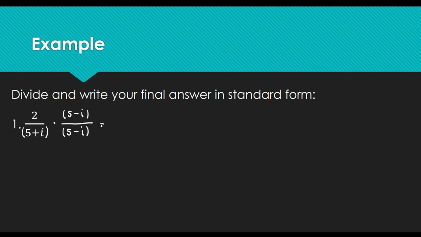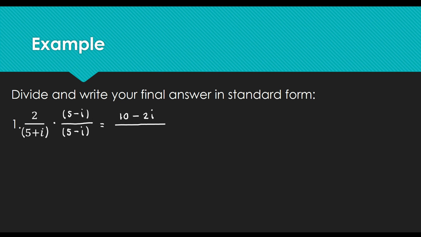Okay, so you have to do it to both the top and the bottom. When you multiply fractions, you multiply straight across. So essentially that 2 is going to have to get distributed to the 5 and the negative i. So 2 times 5 is going to turn into 10. 2 times negative i would be negative 2i.